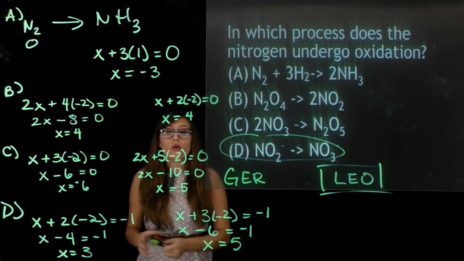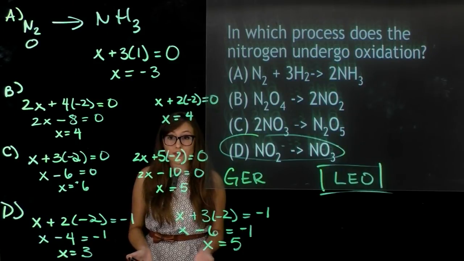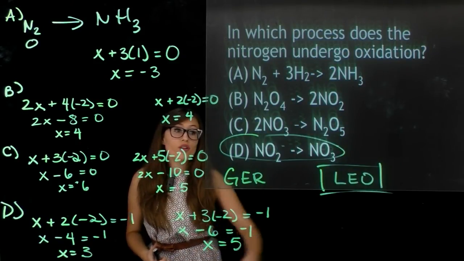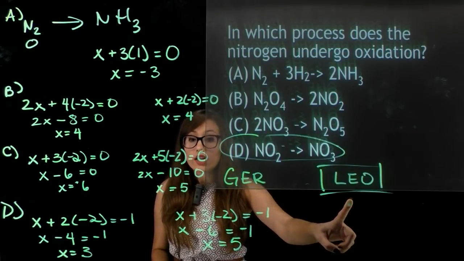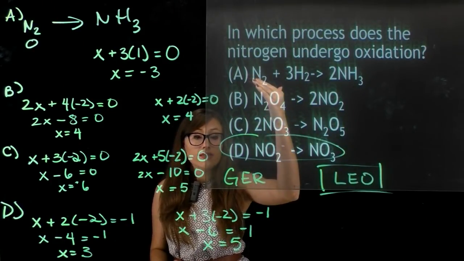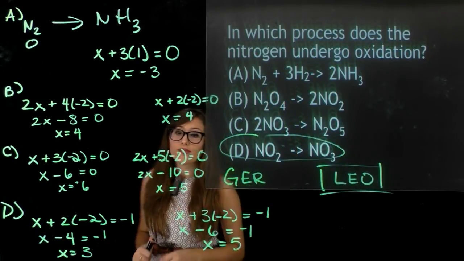It's important when you go through these types of problems, you remember how to solve for oxidation numbers and the rules associated with them as well. And then you're looking, in this case, for oxidation. So you're looking for where the nitrogen loses electrons, so the oxidation number increases. So in the case of D, it goes from 3 to 5.